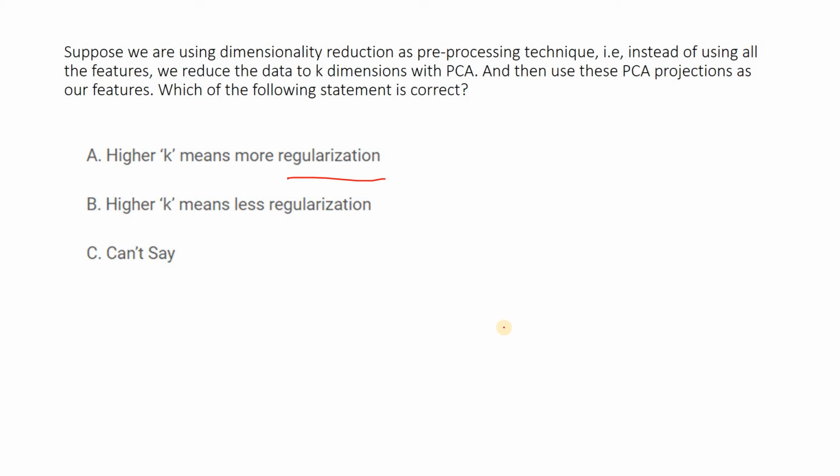Okay, now see, if you take higher k, that means what? That means you are basically preserving maximum amount of information, right? That means you are not distorting your original data that much. Most of the information from your original data is preserved, right? So higher k means that is approximately your original data only, right?